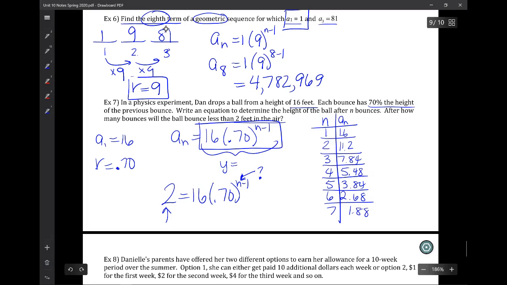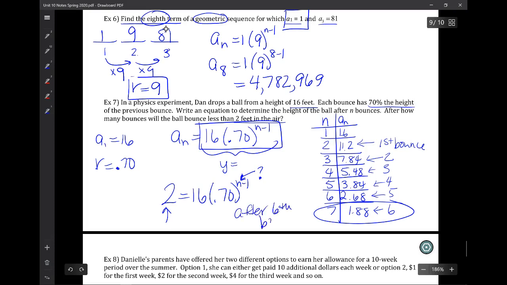Okay, so let's think about it. 16 was its initial height. So that means this is the height of the first bounce. Okay? This would be the second, third, fourth bounce, fifth bounce. So I would say after the 6th bounce is when the ball will start being less than 2 feet off the ground.